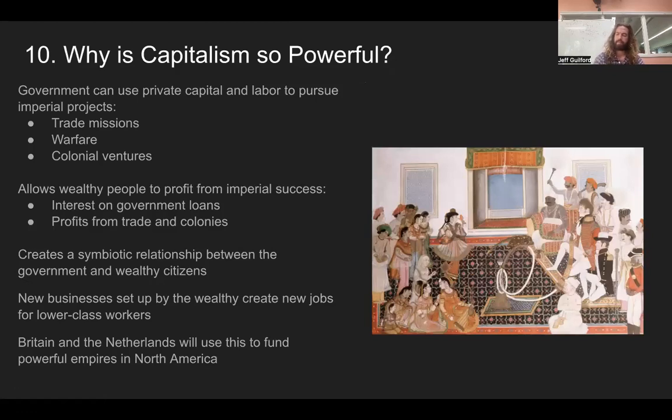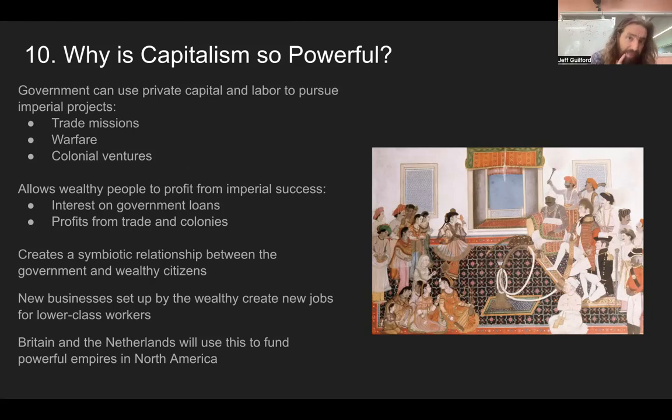Here's why. First of all, capitalism allows for private capital, that is individual wealth, to be used to pursue imperial projects. By allowing wealthy people to invest in big projects, all of a sudden, private individuals start funding trade missions. Governments can take out loans to fight wars from private individuals who will loan the government money, and individuals can start affording to set up colonies across the seas. So basically, it unlocks a huge amount of wealth that can then be used for colonial projects that previously could only be done by governments.